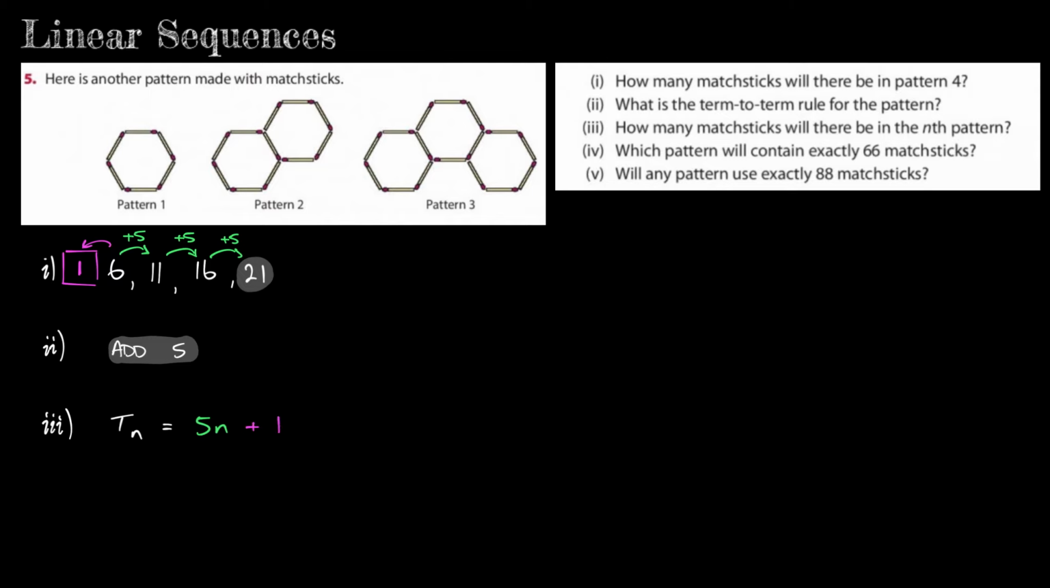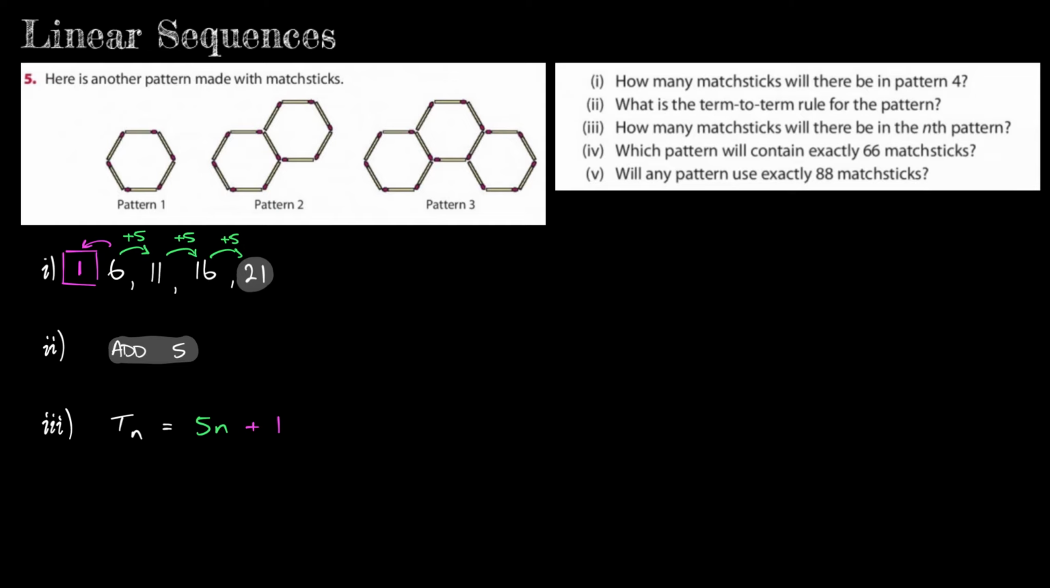Okay, we should always test it. So when we get the nth term, we should always test it to make sure we're correct. So let's just put 1 in there. If we put 1 in, we get 5 times 1, which is 5, plus 1, which gives us 6. So it works for 1. Does it work for 2? 5 times 2 will give us 10, plus 1 will give us 11. So that's working so far.